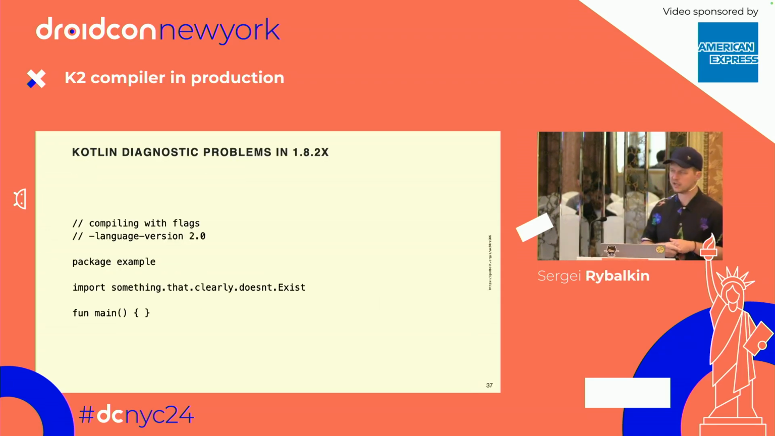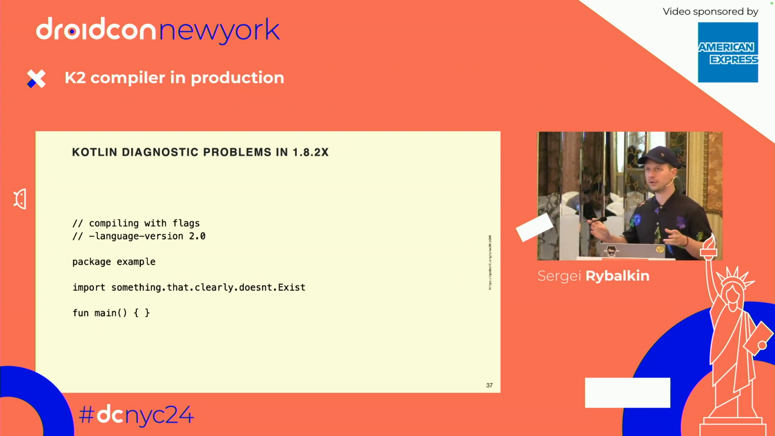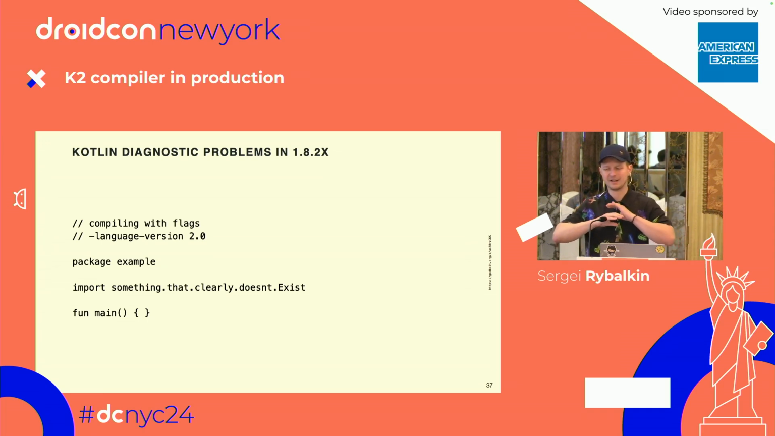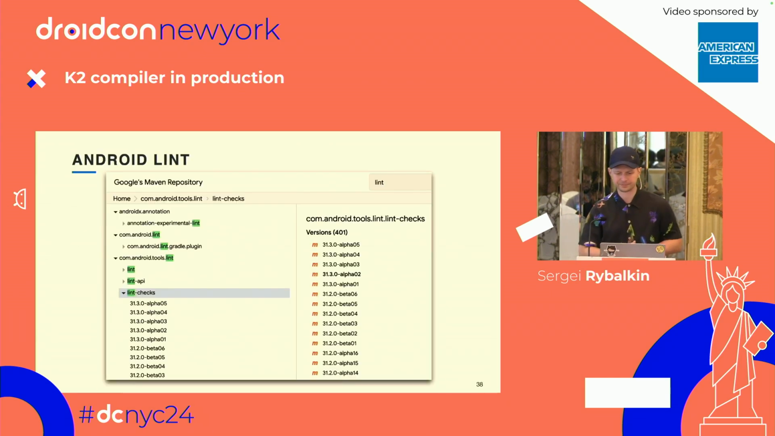Probably the most severe compiler bug that we had at the moment, which happened in 1.8-something, was that it was possible to import something that doesn't exist. You could put anything there, and then the compiler was saying, okay, I can compile this code. K1 was obviously screaming, but K2 did it. It took quite a long time for us to recover.